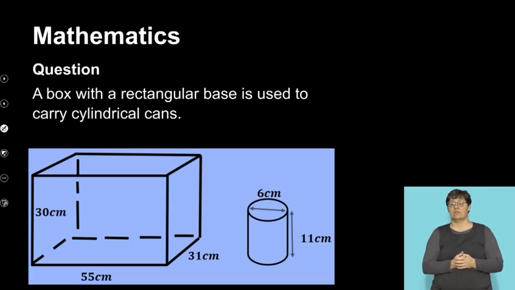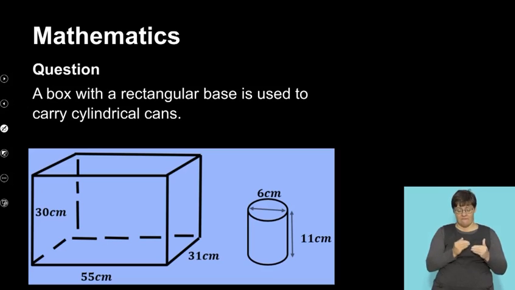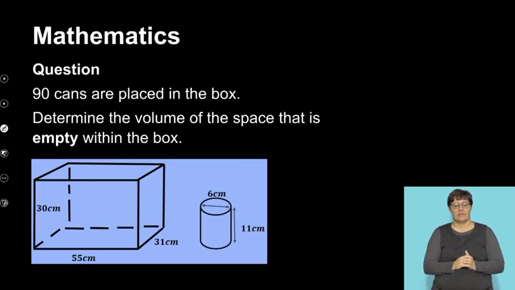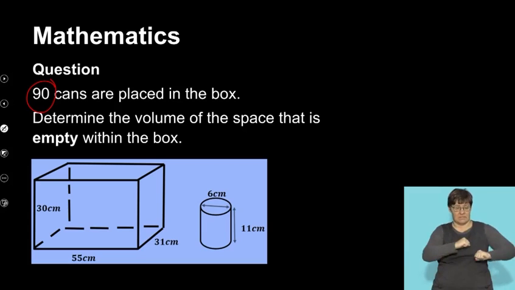So we now have a box with a rectangular base that is being used to carry cylindrical cans. We can see we've got our box with its specific dimensions, and we also have our cans with specific dimensions as well. We have been told that 90 cans have been placed into the box, and now we're going to be determining the volume of the space that is empty within the box.